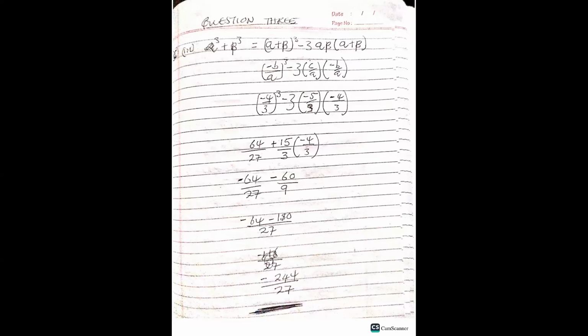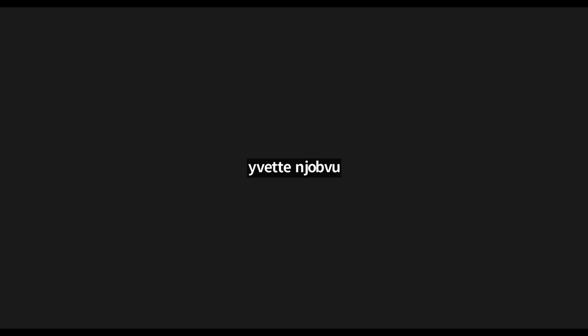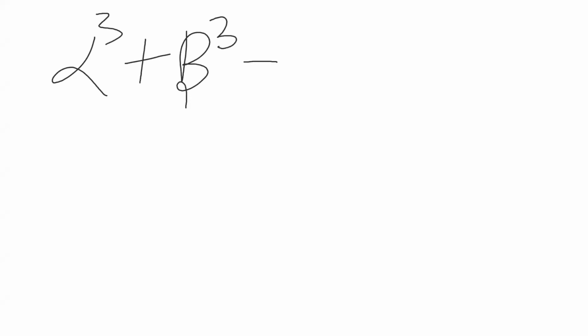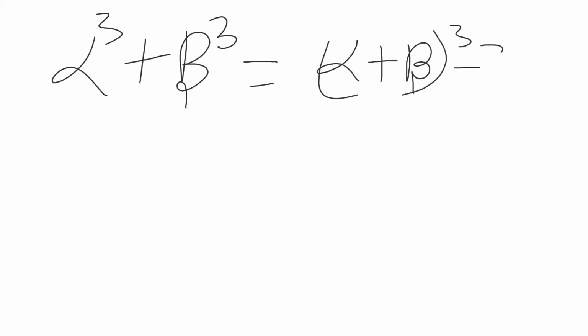Okay. So for the last one, that was saying alpha cubed plus beta cubed. You can just pick an identity that says that this is equal to alpha plus beta cubed minus 3 alpha beta times alpha plus beta. Just like that.